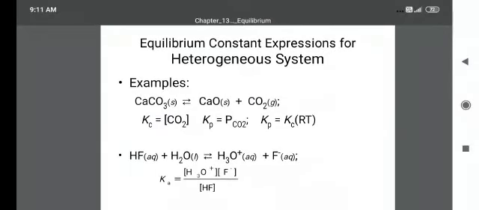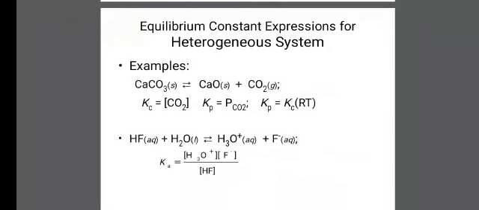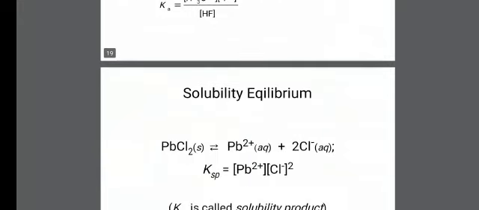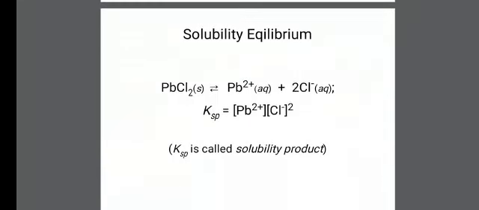Equilibrium constant expression for a heterogeneous system. This is an example of heterogeneous equilibria, and the equilibrium constant in the heterogeneous case may be calculated from this formula. Then we come to solubility equilibrium. This is an example in which PbCl2 converts into Pb2+ and Cl- ions, and Ksp is the solubility product. It is equal to the product of the concentrations of the products.